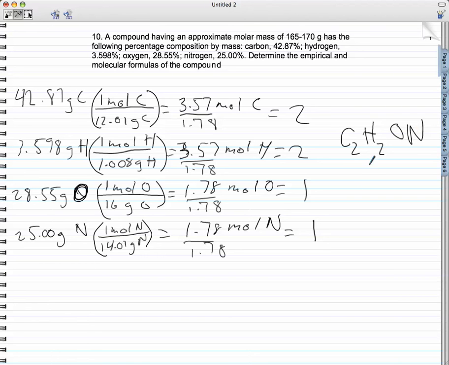Whatever our actual formula is, it's going to be some multiple of these ratios here, but we don't know what it is yet. And so to do that, we want to take a look at our molar mass. So we'll compare our molar mass to what the molar mass of this would be, and we can get our ratio here. So our molar mass of C2H2ON is about 56.046. And so we compare that to our molar mass, and they give us a range. I just like to pick something in the middle, so we need to compare 167.5 grams per mole to 56.046, and if we do that, that's 2.988, which is really 3.